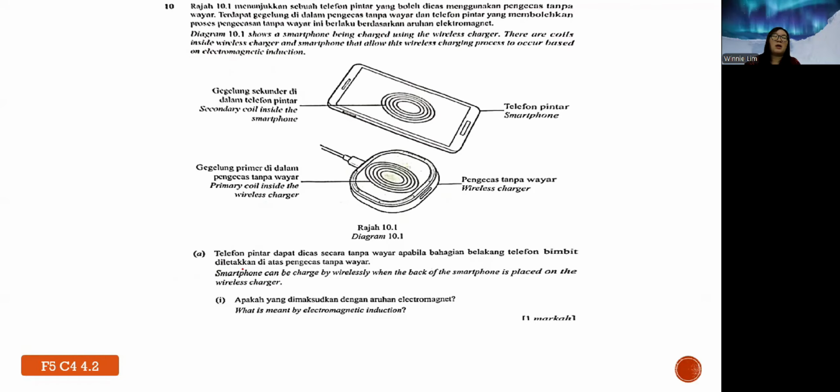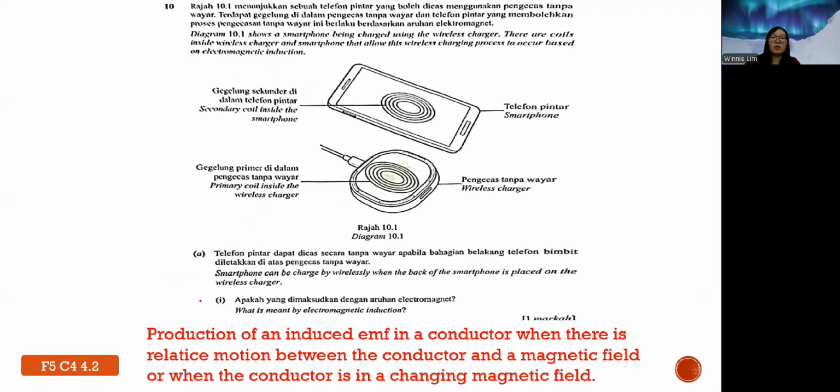So the idea is we want to induce electromotive force or induce current. So how do we do that? We need to have the rate of cutting. We need to have change in magnetic flux. So generally, electromagnetic induction is the production of induced EMF in a conductor when there is a relative motion between the conductor and the magnetic field, or when the conductor is in a changing magnetic field, okay? So this is how you give the statement: production of induced EMF when there is relative motion between the conductor and magnetic field, or when the conductor is in a changing magnetic field, or cutting of magnetic field also can.